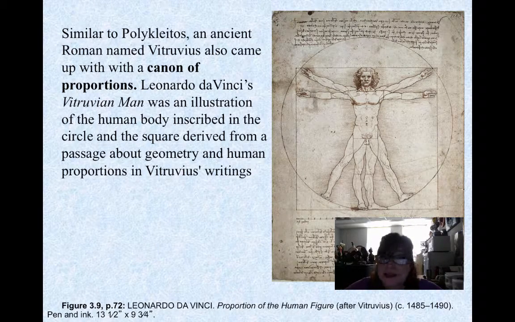All right, so similar to Polykleitos, there was an ancient Roman who was named Vitruvius, and he came up with a canon of proportions. And what you're looking at here is the very famous Vitruvian Man by Leonardo da Vinci. And Leonardo was basically reading Vitruvius and took the idea of the human body inscribed in the circle and the square, and that all has to do with the body being perfectly symmetrical if you line it up in a circle or a square in a particular kind of way.